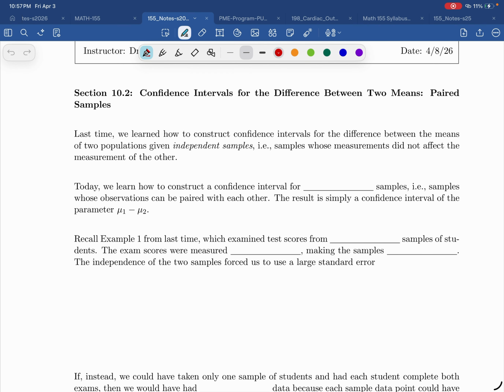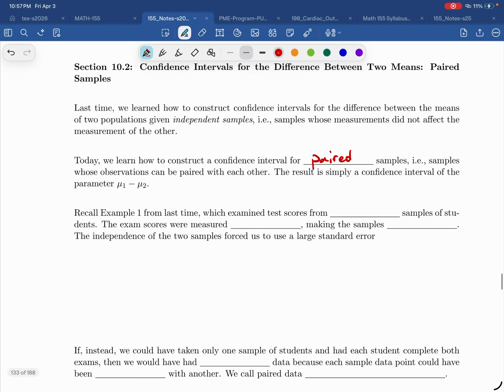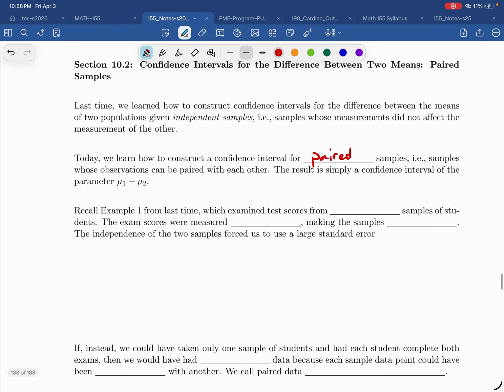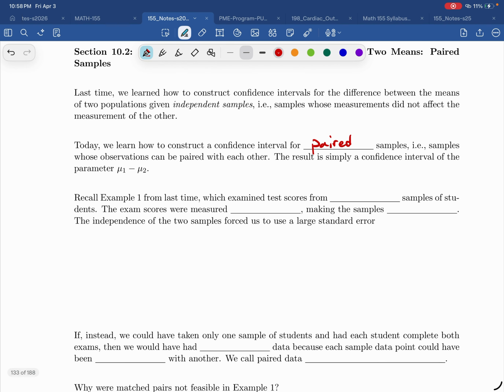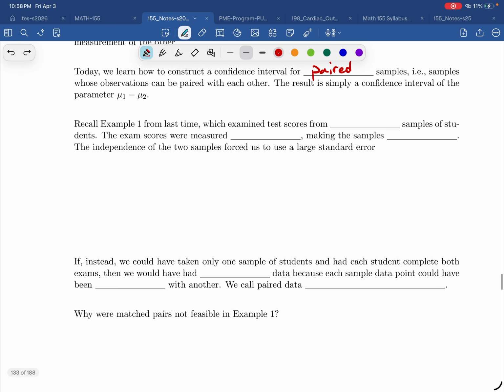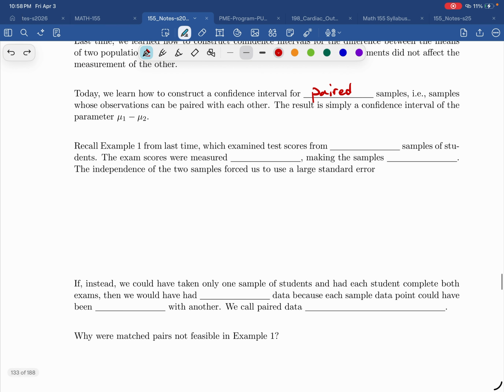And again, we're looking at a confidence interval for paired samples, which is samples whose observations can be paired with each other on the individual level. And so again, we are looking for a confidence interval of the parameter mu1 minus mu2, just like before, but again, with paired samples.